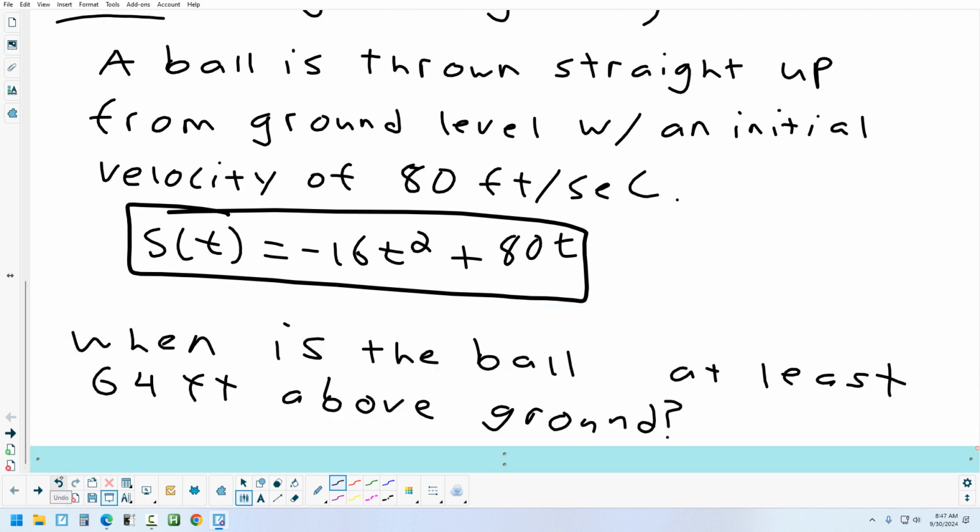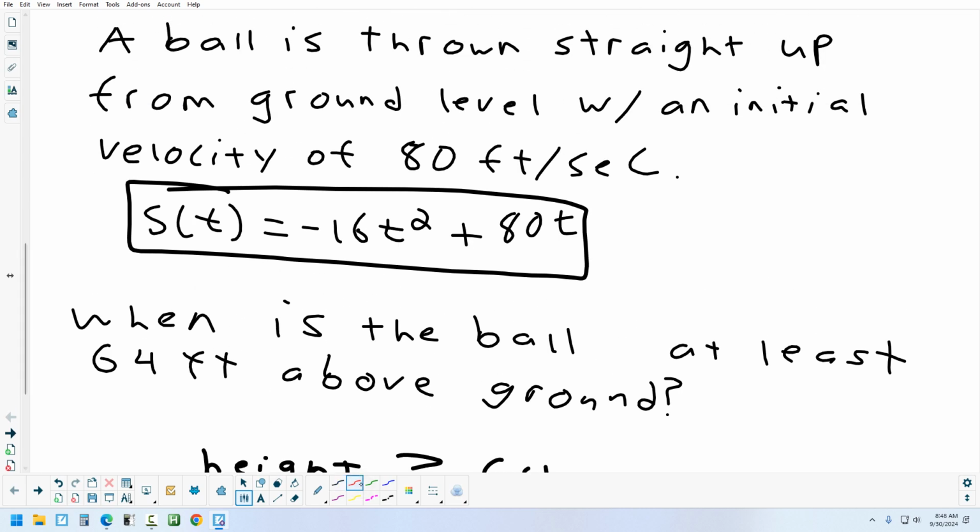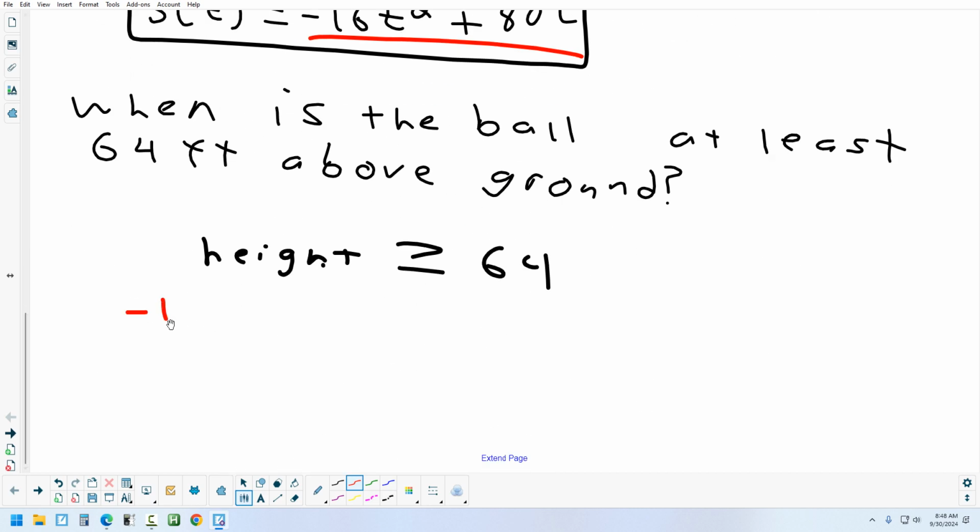So we're going to figure out when the ball is at least 64 feet above the ground. So not exactly 64, but at least 64. What does at least mean, if you think of it in terms of one of our 4 inequality symbols? Right, we're going to find out when the height of the ball is greater than or equal to 64. So the first thing we need is an expression that represents the height. Well, that is that part I just underlined in red: negative 16t squared plus 80t. So when is the height, that's the formula for the height, above or equal to 64?